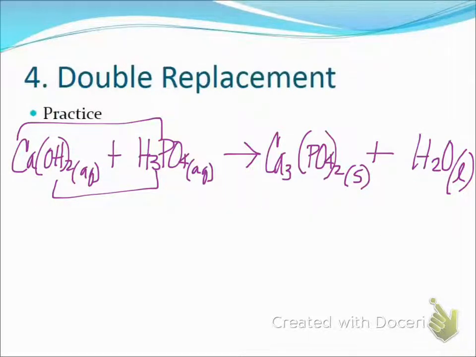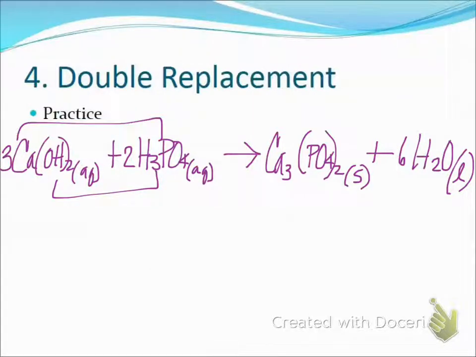So now I need to balance this. I always balance the first thing I notice. So I notice, first of all, that I have 3 calciums and I only have 1 over here, so I'm going to put 3. Then I notice that I have 2 phosphates and I only have 1, so I'm going to put 2. So what should I put in front of water? Are you sure about that? 6. Give yourself a pat on the back if you said 6.